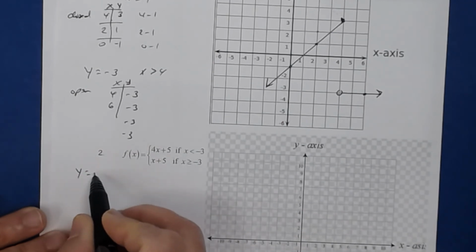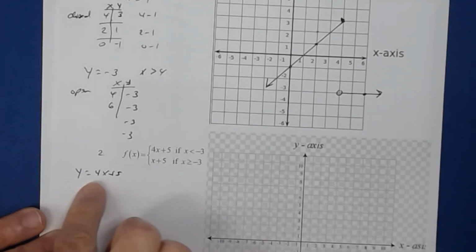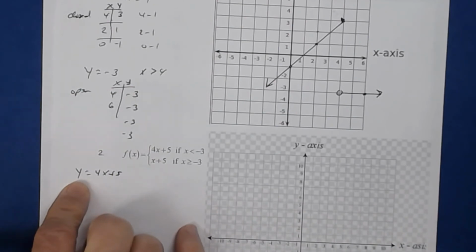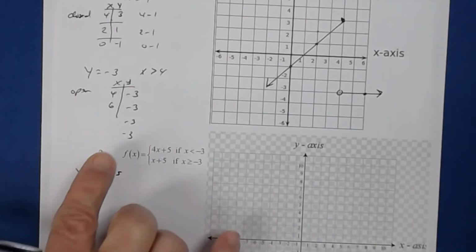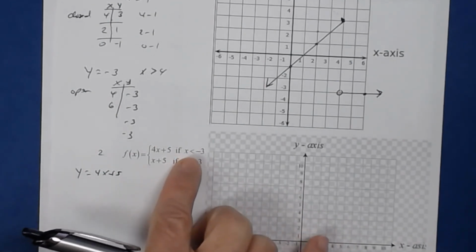So we get y equals 4x plus 5. And then, remember, the domain's not all real numbers here. This is linear. Remember, in the past, when we graphed a linear function, you were asked to find the domain and it was all real numbers. But that's not the case in these piecewise functions. Your domains are restricted now.